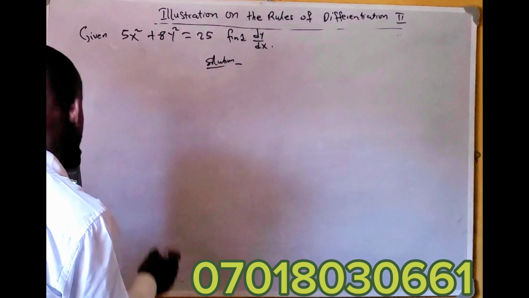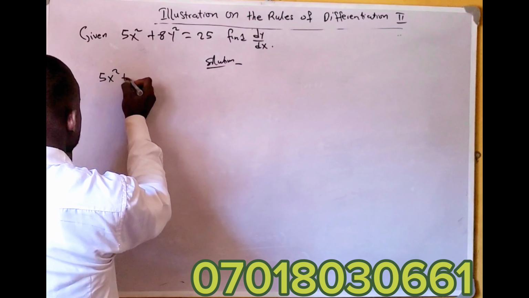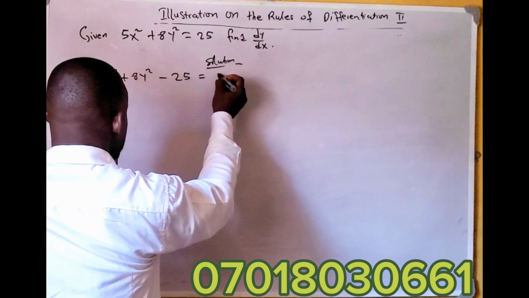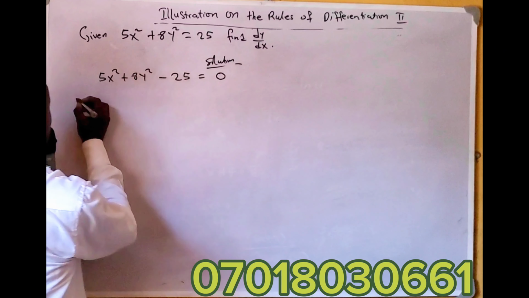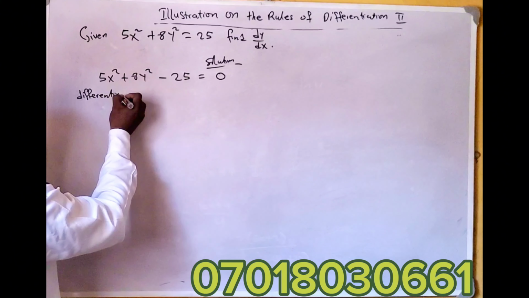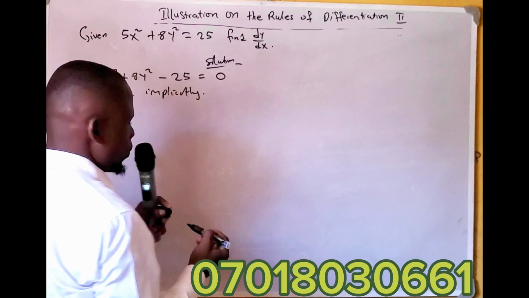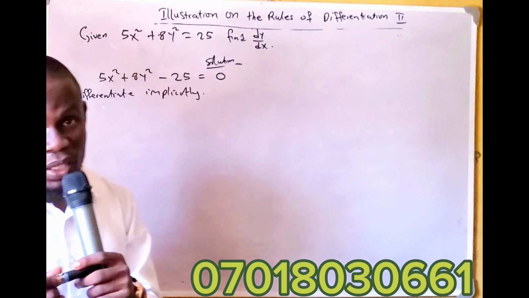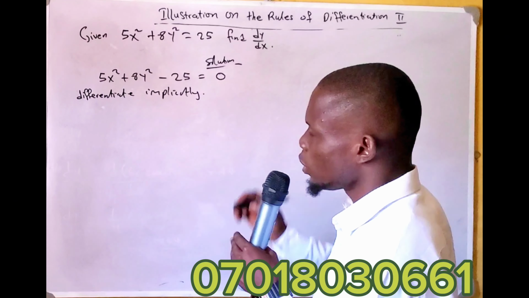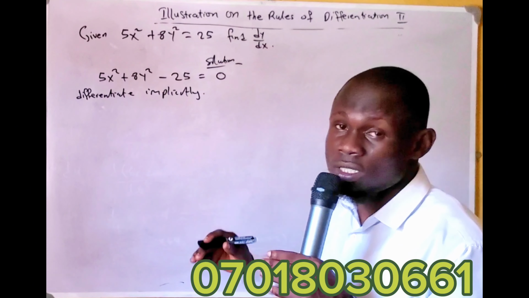So what do we do first? The first thing is we write this in such a form that we have 5x squared plus 8y squared minus 25 equals 0. So therefore, we differentiate implicitly. Now what it means to differentiate implicitly is that each term of the function, you are going to differentiate it with respect to x and with respect to y respectively. That's what it means to differentiate implicitly.